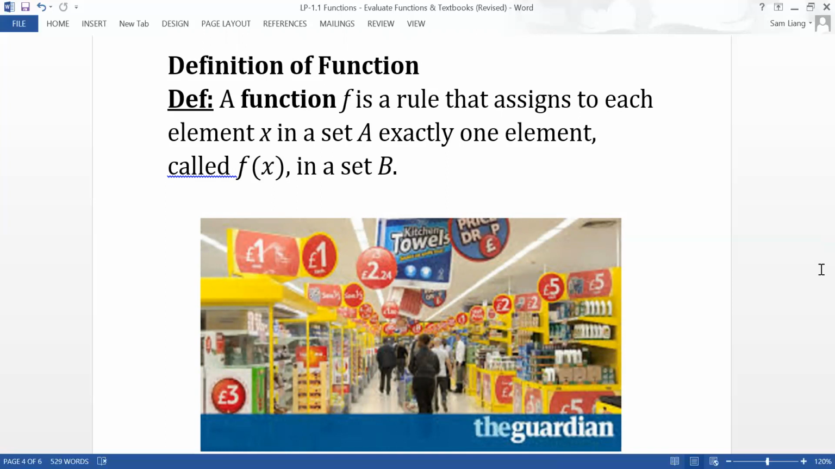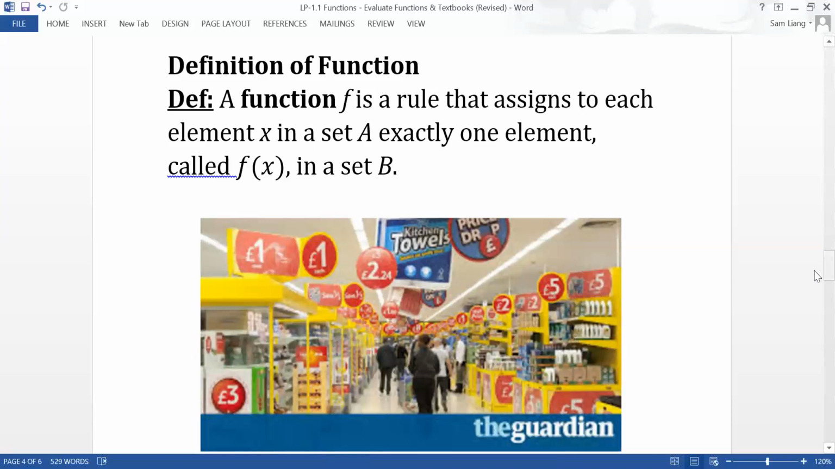But yeah, the definition here is: a function f is a rule that assigns to each element x in a set A, which we call the domain, but I'll get into that in a later lesson, exactly one element called f of x in a set B. So x is paired with f of x in a set B, and set B will be the range. So pause the video here to copy this definition down, and then after that, I'll explain this picture here.